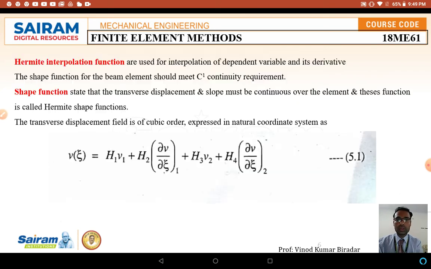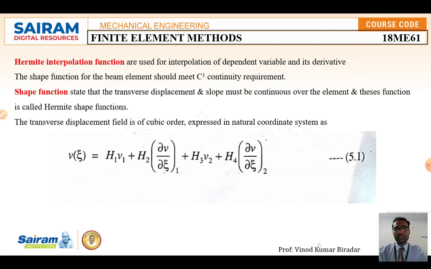Now the second one: what do you mean by Hermite shape function? This question is also very important. Hermite shape functions are used for the interpolation of the dependent variable and its derivative in FEM. The shape function for the beam element should meet the C1 continuity requirement. I will tell you about the Hermite shape function which satisfies the continuity requirement.